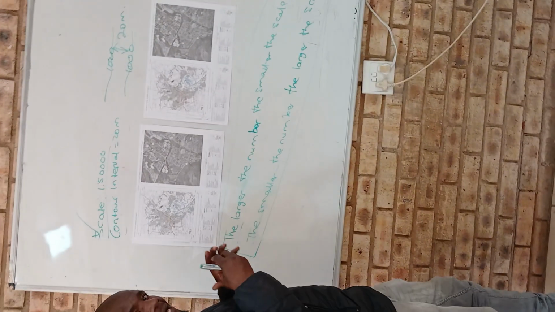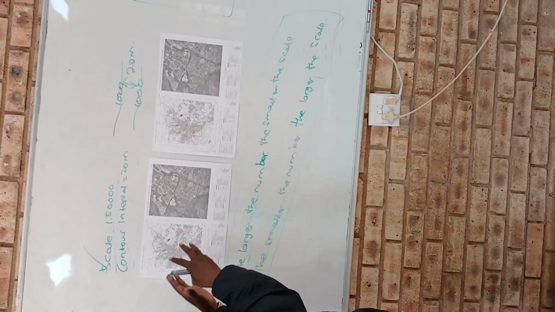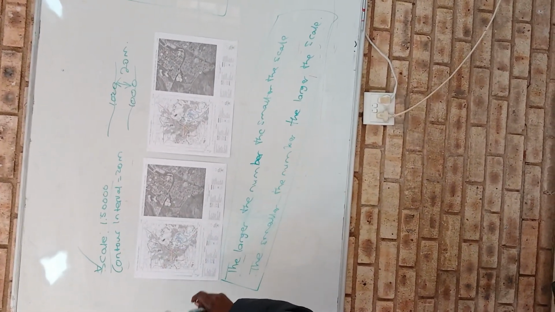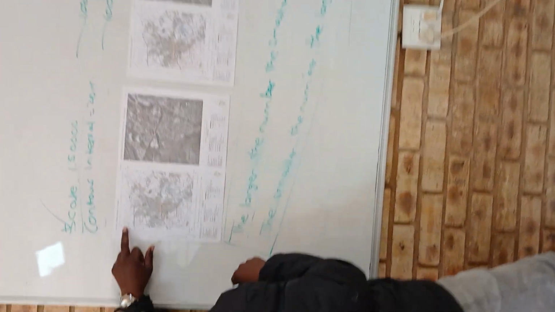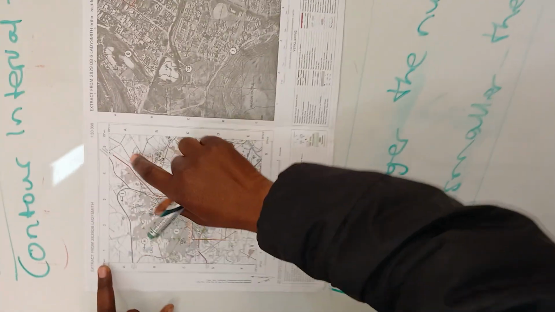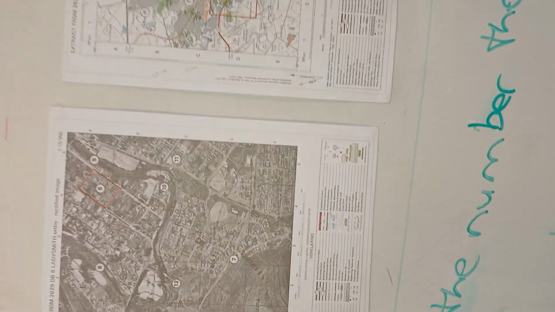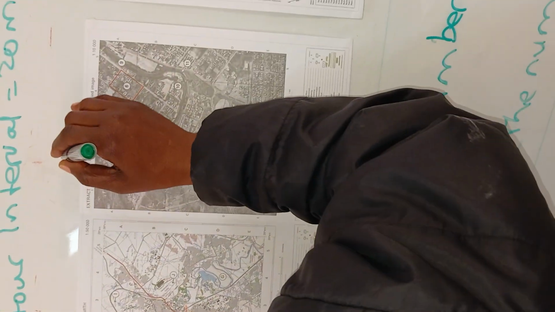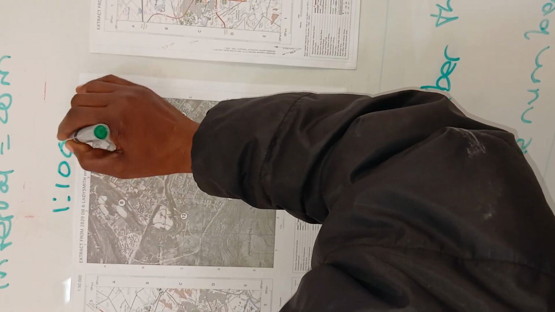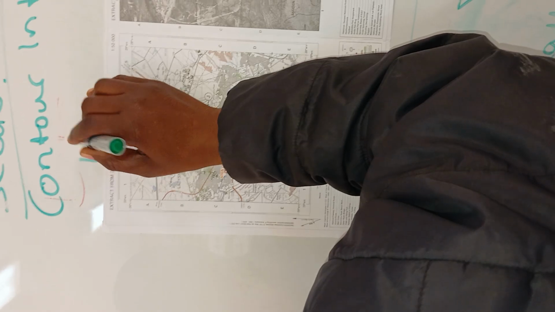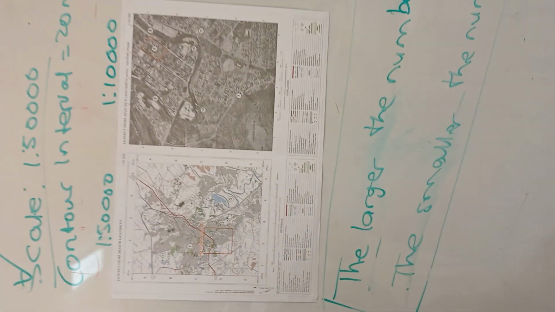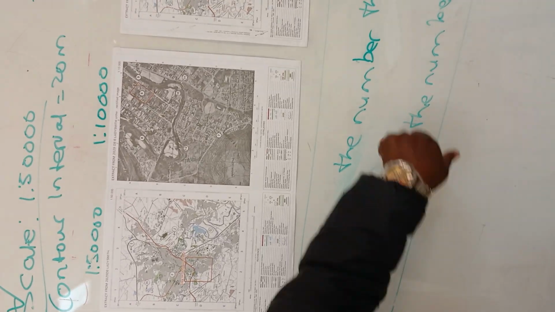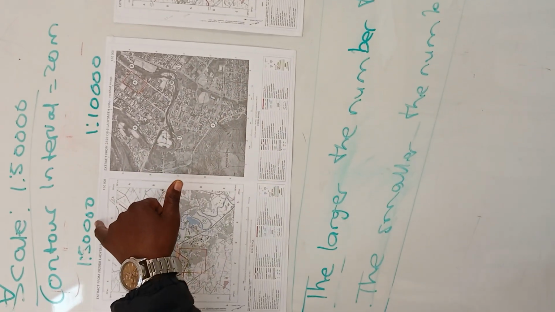So we want to look at the scale of these two different types of maps. Which one has a larger number? You have your topographical map and your orthophoto map. Our orthophoto is 1 is to 10,000, and our topographical is 1 is to 50,000. When you look at these numbers, which number is large? The larger the number, the smaller the scale. So this is the large number.